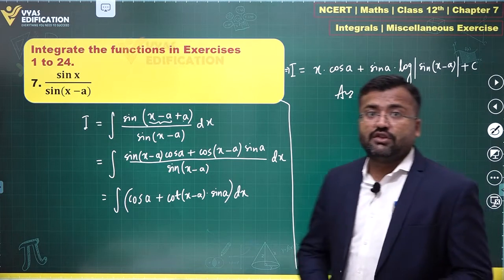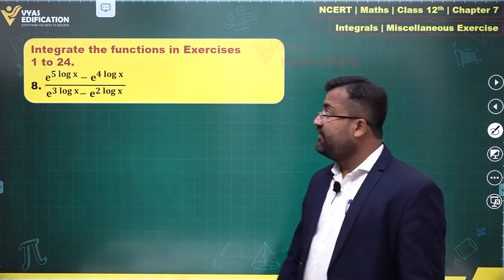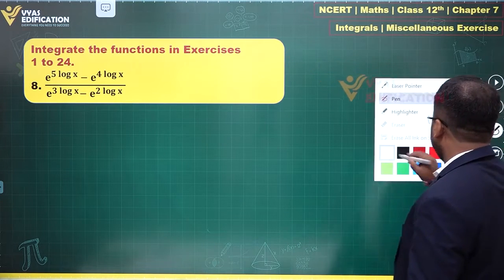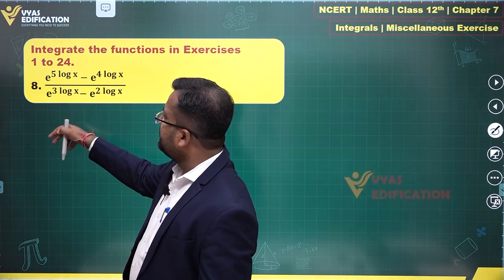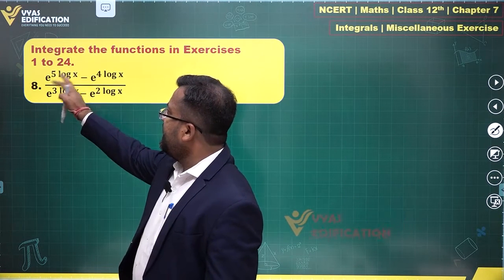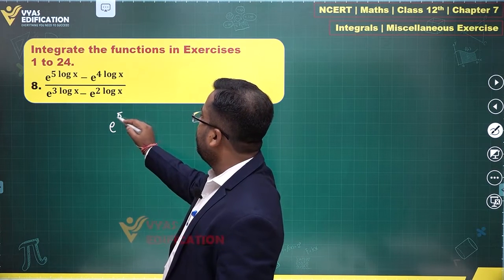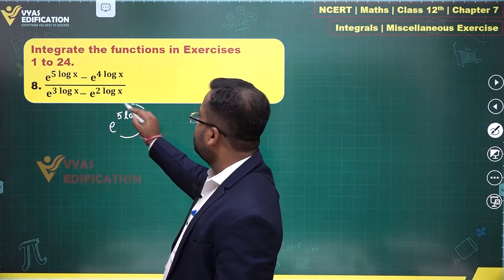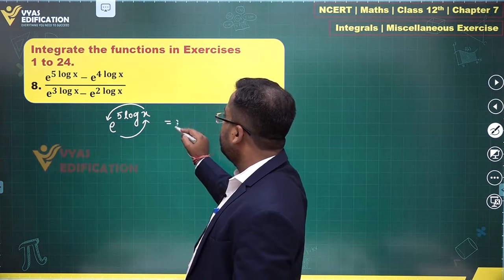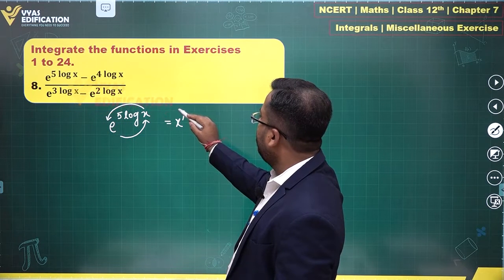This is the 7th question for us. In the 8th question, we have a very complicated looking expression. But if you observe this carefully, this is e power 5 log x. Okay. This x and e can interchange their positions, yes. E power 5 log x. This e can go over here, this x can come over here. This will be using properties of log. X power 5.